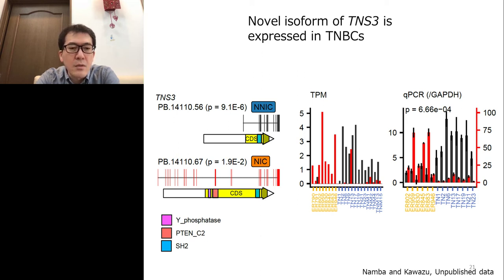As shown in the right panel, the TNS3 protein contains a phosphatase domain, C2 domain, and SH2 domain, and reportedly contributes to cell migration, anchorage-independent growth, or metastasis in several types of cancers. And the new isoform we found in this project is devoid of the phosphatase domain and C2 domain.